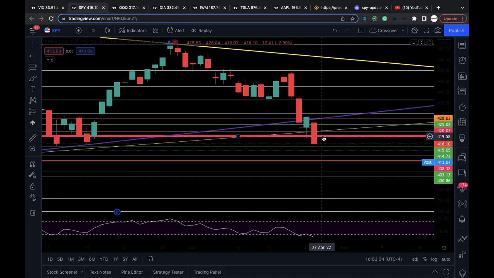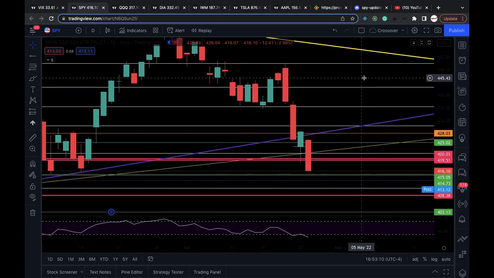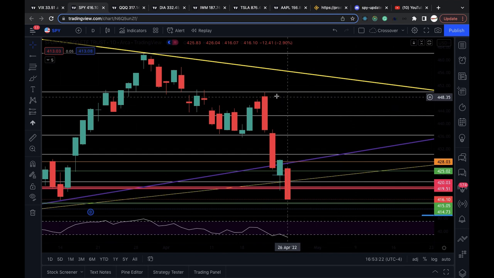Because we can get relief rallies, all right? Remember, if you're trading in a bear market, you might think it's much easier to just short everything. But a lot of times in bear markets, you get some nice short squeezes. Because look what happened last week.